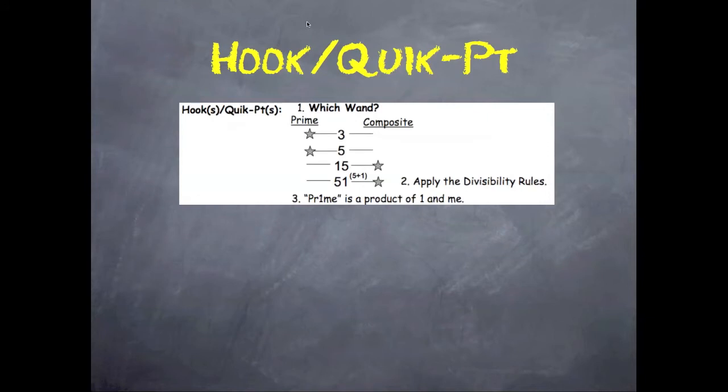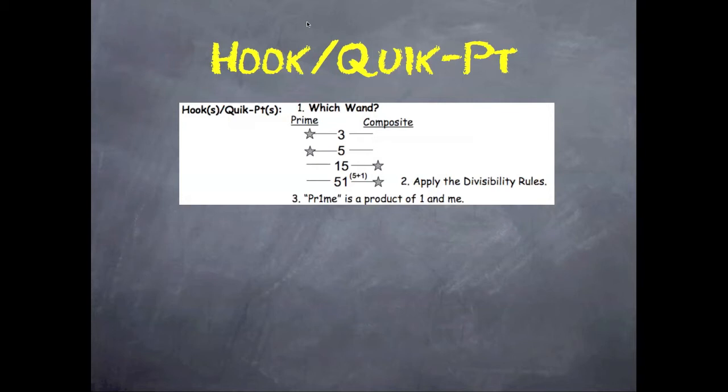So the quick point or hook that we're using for this exercise is which wand. And the wand points in the direction of what type of number we have. So in this case, it's either prime, composite, or neither. So the numbers 3 and 5 are prime because they only have factors of 1 and itself. 15 and 51, however, are composite because they have more than two factors. Now we can find out what the factors are of each of these numbers by using factor swings, which we'll show in the next example.